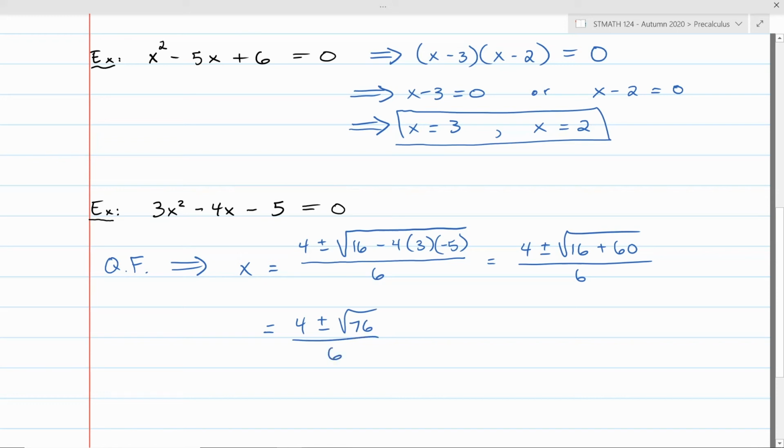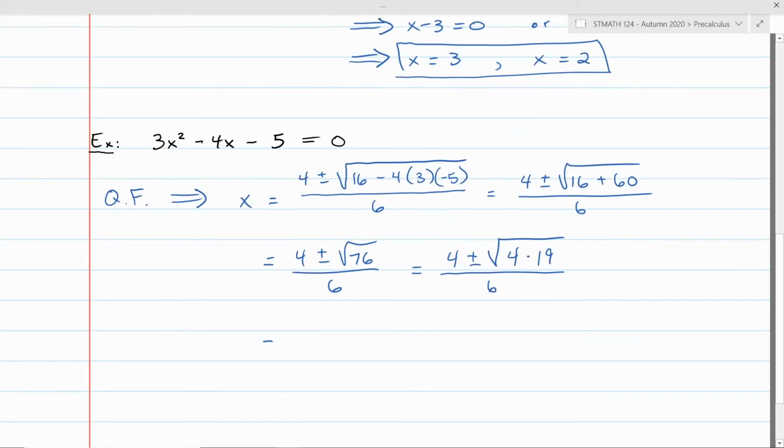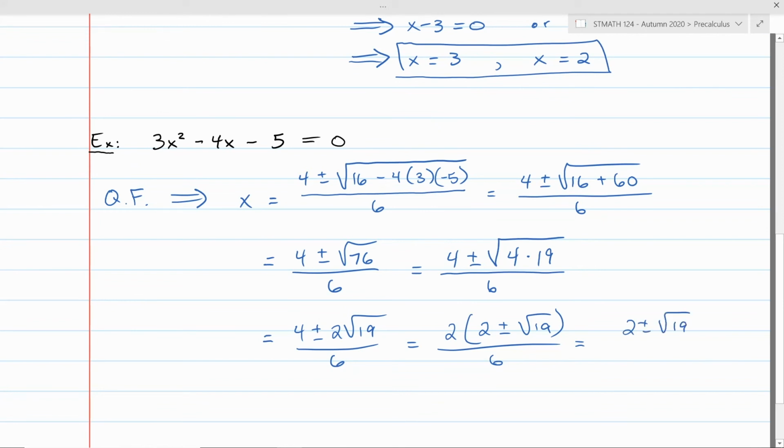Well, 76 is, let's see, 4 goes into that. Let's see, 4 into 76. Oh, 19 times. So it looks like I could pull a 2 out of that radical and I'd get 4 plus and minus 2 square root of 19 over 6. And then I could factor a 2 out of the numerator. So for the grand finale, I would get 2 plus minus square root of 19 all over 3 for my solutions.